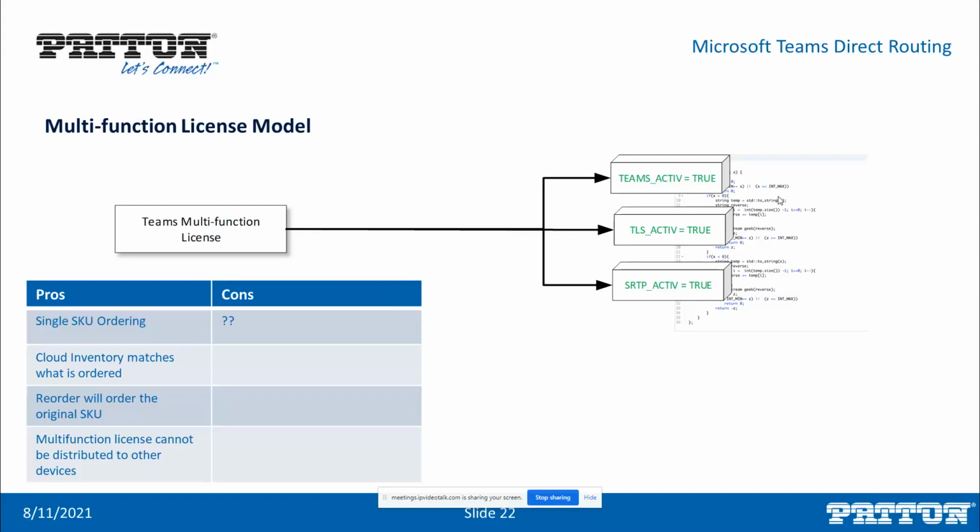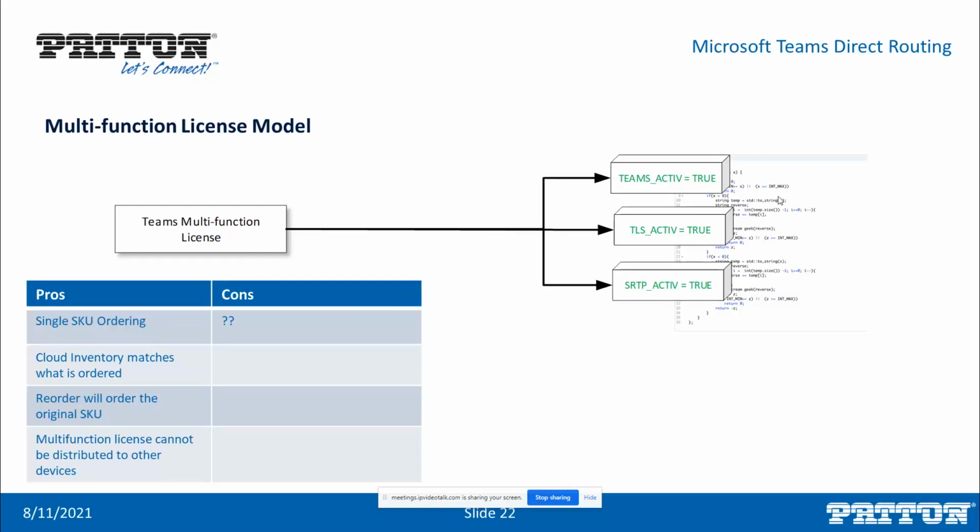This is how we've done it now. It's really simplified things. What you order is a Teams multifunction license. So we still retain that pro of the single ordering SKU. Now it's all benefits, really. The cloud inventory will match what your order means. You'll see a Teams multifunction license, so everything is in that single license. When you reorder that SKU, you order a Teams multifunction license. Once you know the SKU, you're good to go.